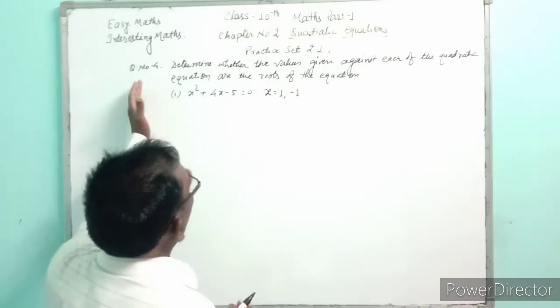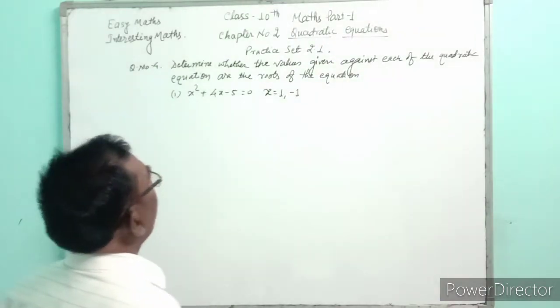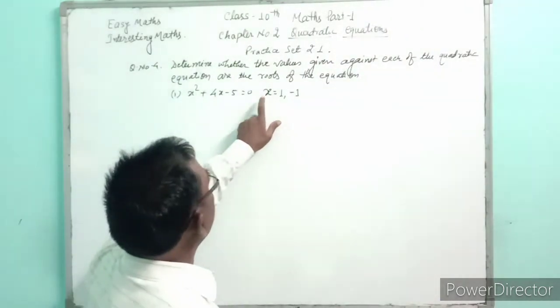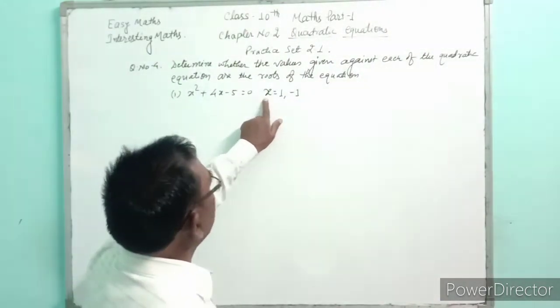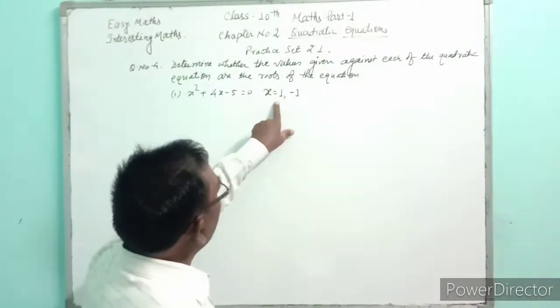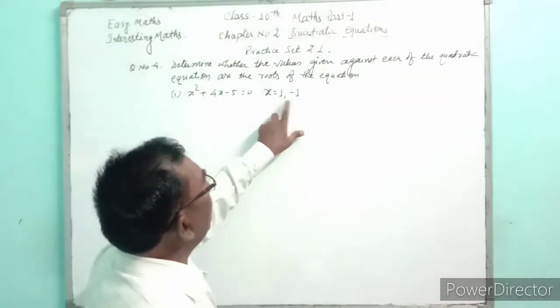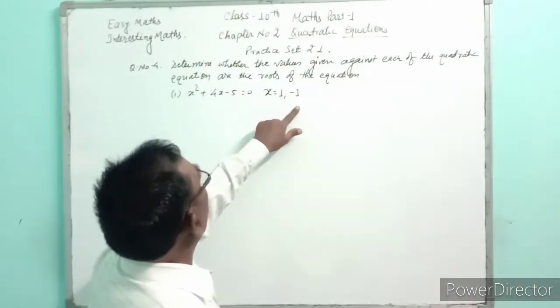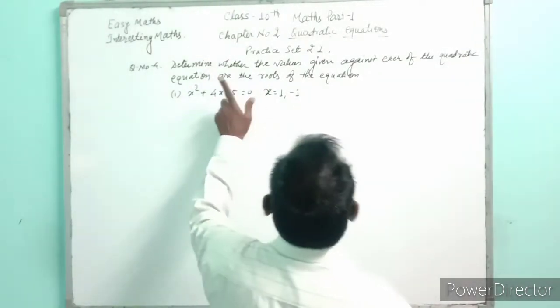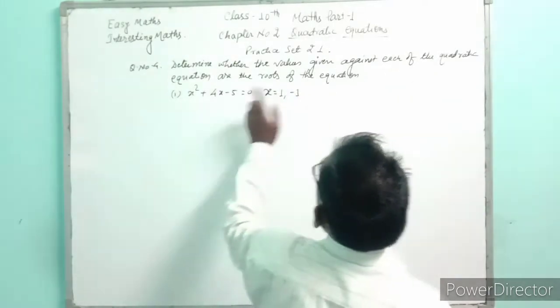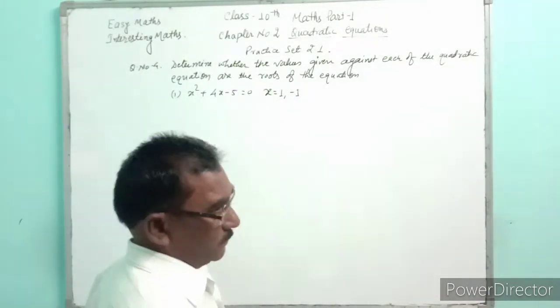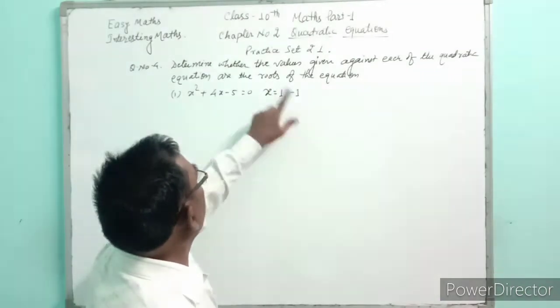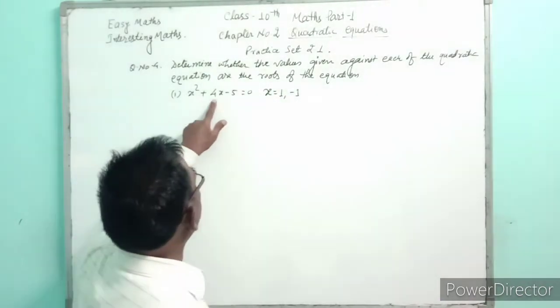So we have to decide whether the given values of the variable, meaning in this problem x is a variable and the values of the variable are 1 and -1. We have to decide whether these values are roots of the given equation x square plus 4x minus 5 or not.